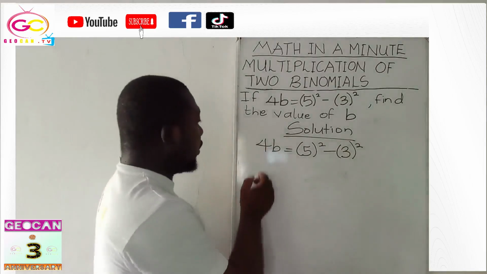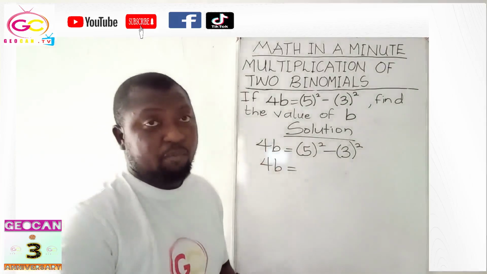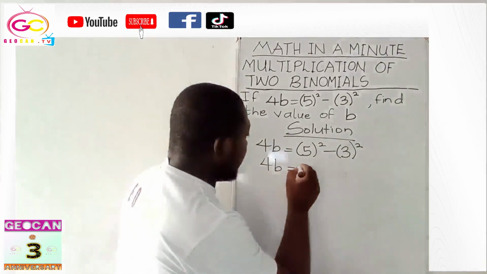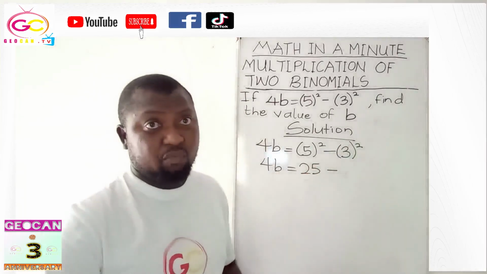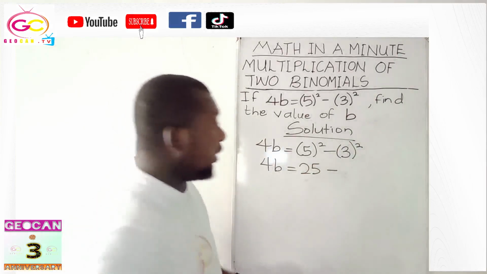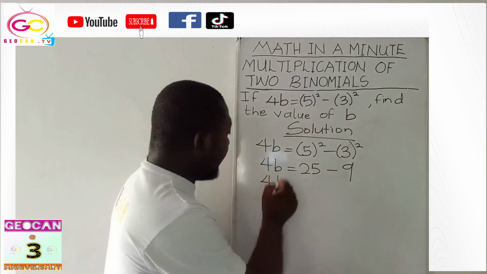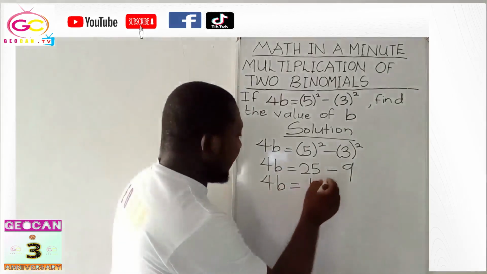Nicely written over there. So we have 4b is equal to 5 raised to the power 2 is what? 5 multiplying itself twice. That's 5 times 5, which will give us what? 25. Now 3 raised to the power 2 means 3 multiplying itself twice. That's 3 times 3, which is what? 9. Good. Now what do we have? We have 4b is equal to 25 minus 9 will give us 16.